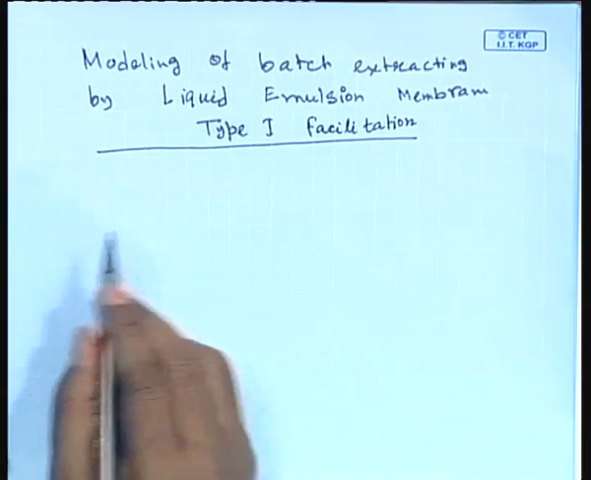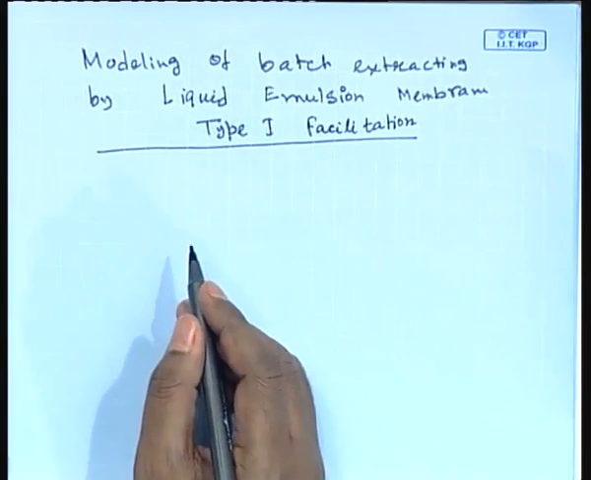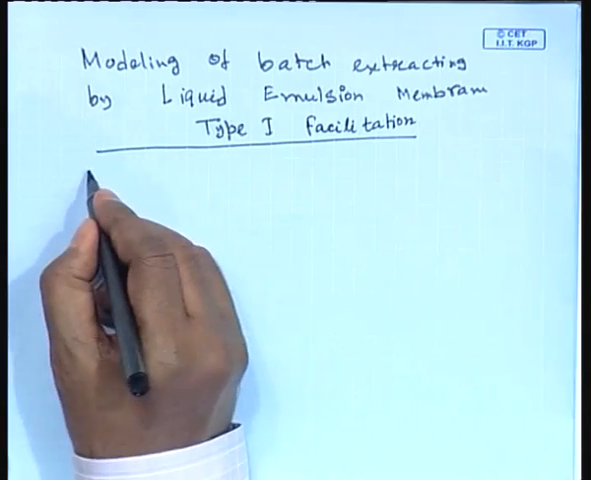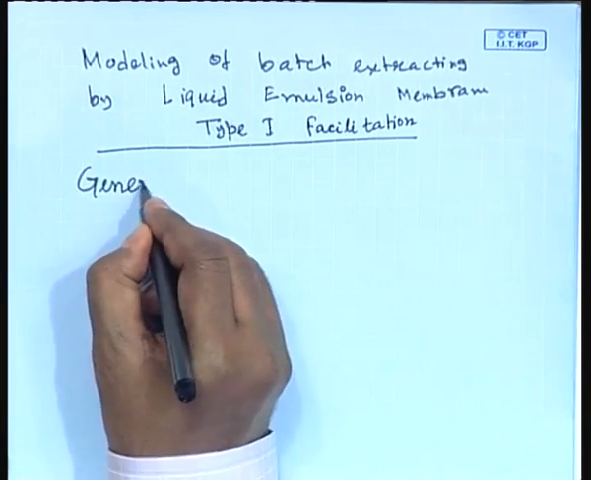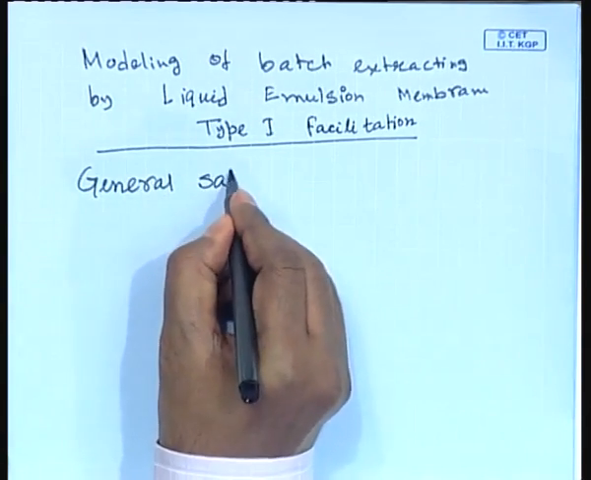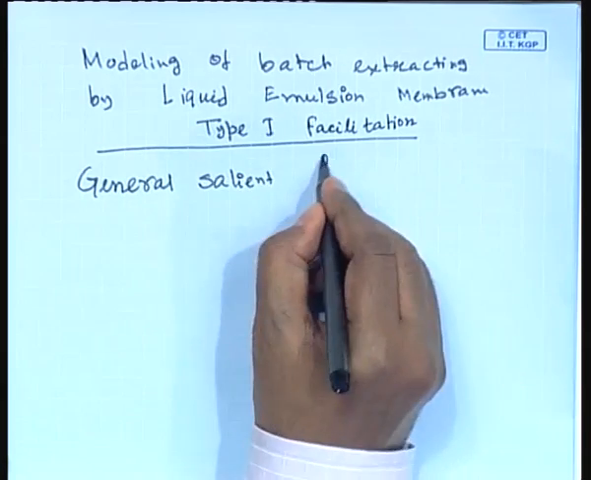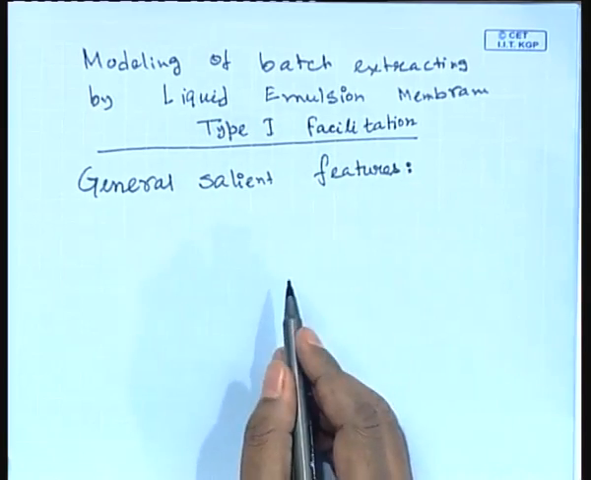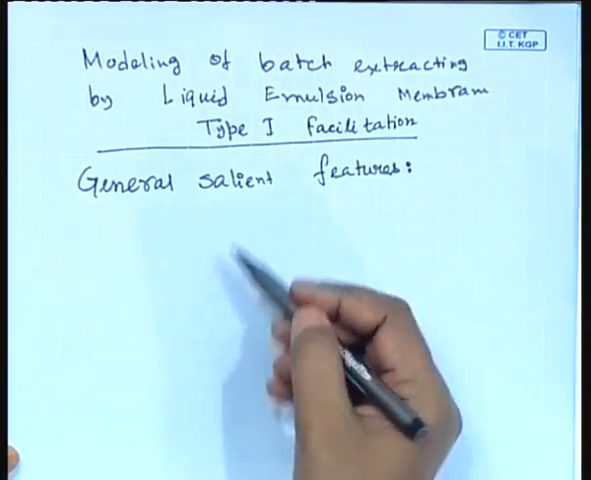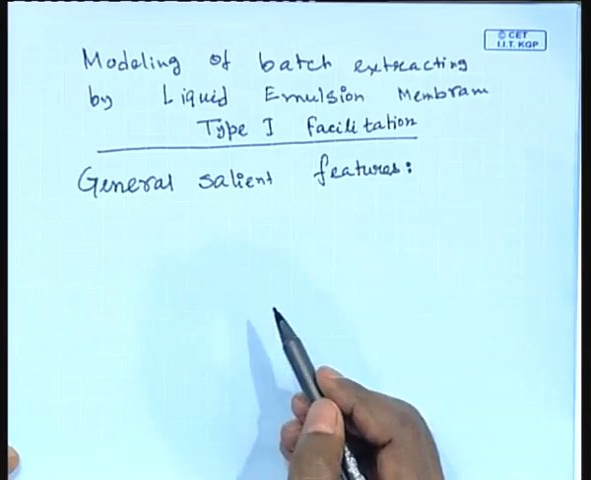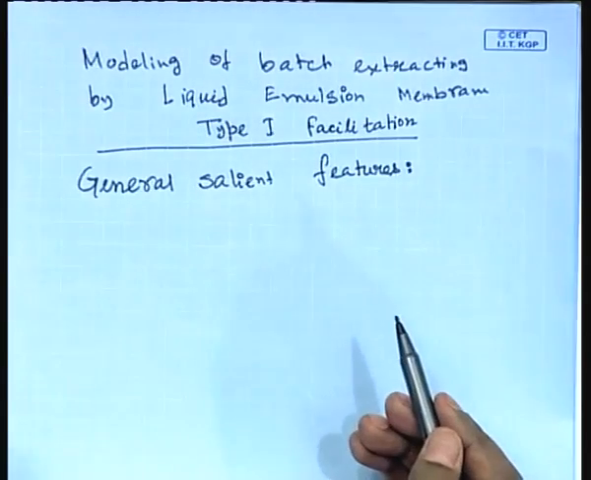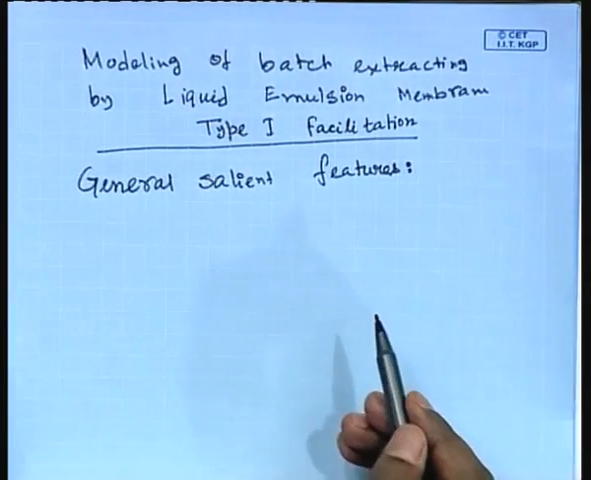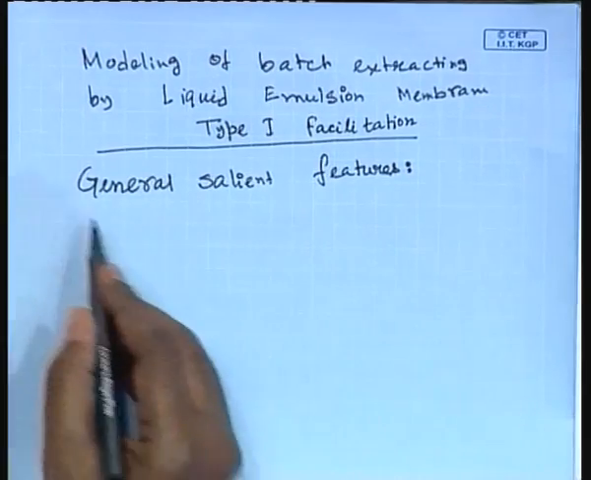Now, we will be talking about some general features of this type 1 facilitation. In fact, the features that we are talking about are absolutely general. Some of them may be present in a particular system, may not be present; that we will discuss in detail.